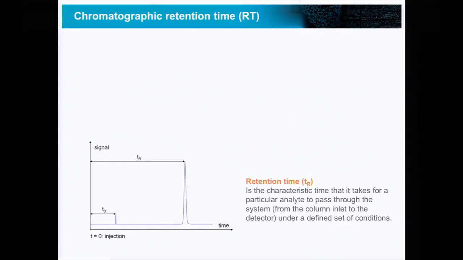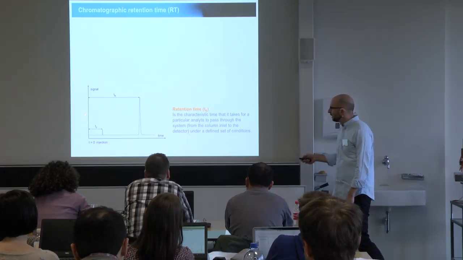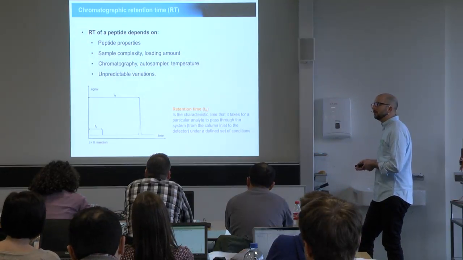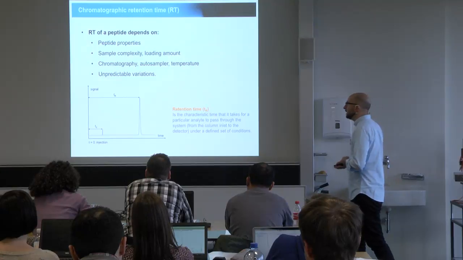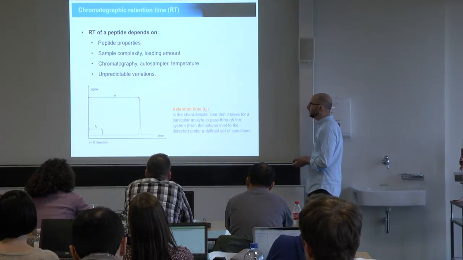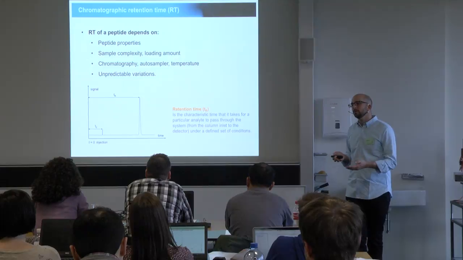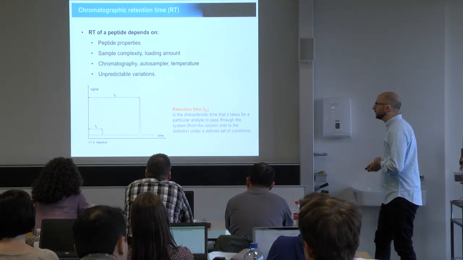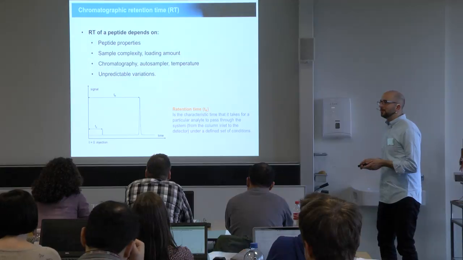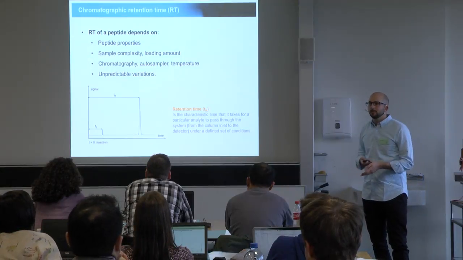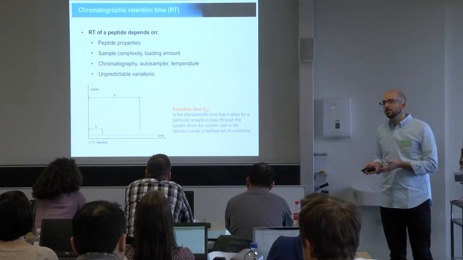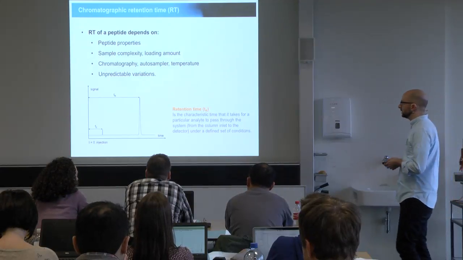So, to remind everyone, retention time is the characteristic time that it takes for a particular analyte to pass through the system, and it would be TR minus T0, and then it depends on a lot of things. The peptide properties of the sample itself, so what's the complexity, what's the loading amount, and properties of the whole system, so what's the chromatography that we're using, the auto-sampler, etc. And of course it's also bound to some unpredictable variations. Maybe there was something clogging, or maybe there's a certain shift as the column gets older and older, etc.